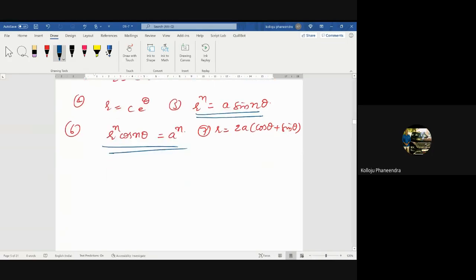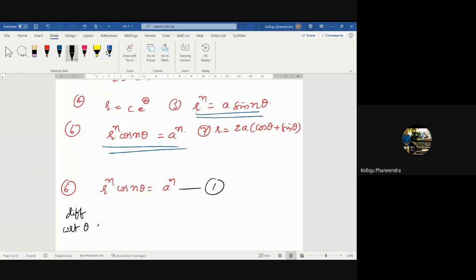Yes. Sixth problem. r to the power of n cosine n theta equals a to the power of n. Equation 1. Differentiate with respect to theta.